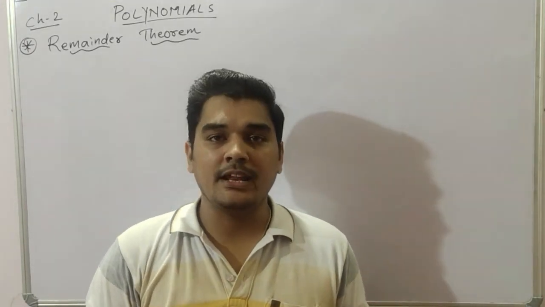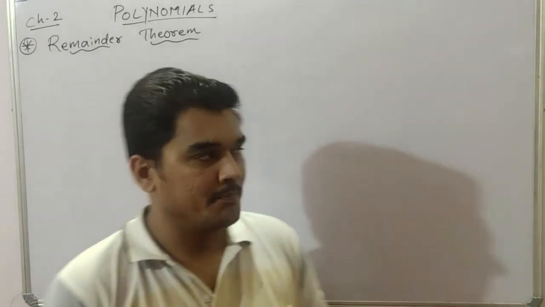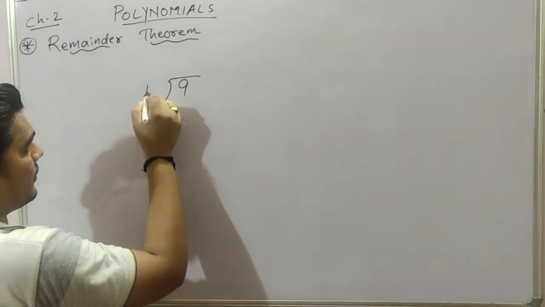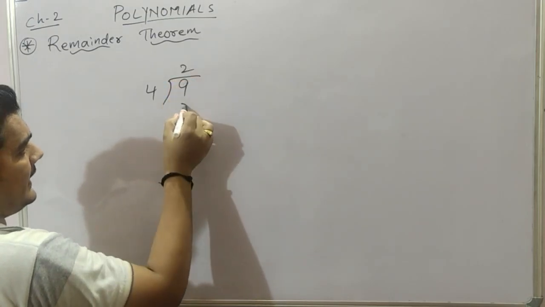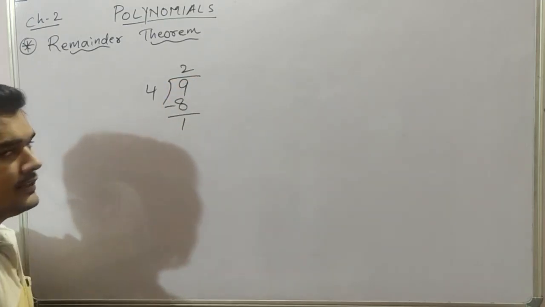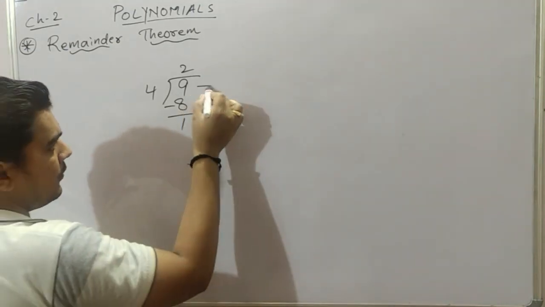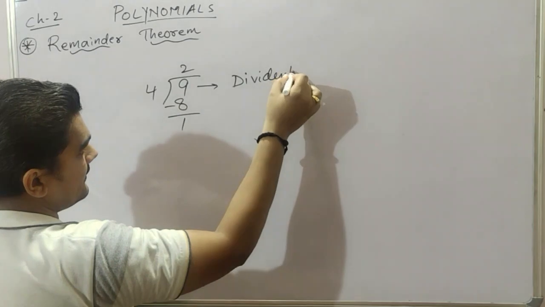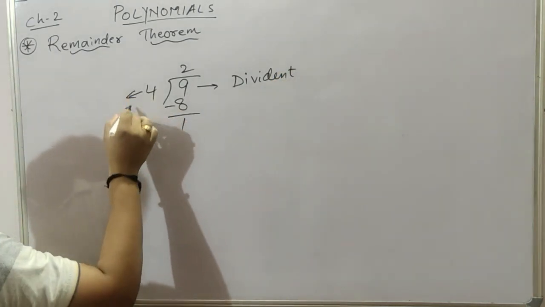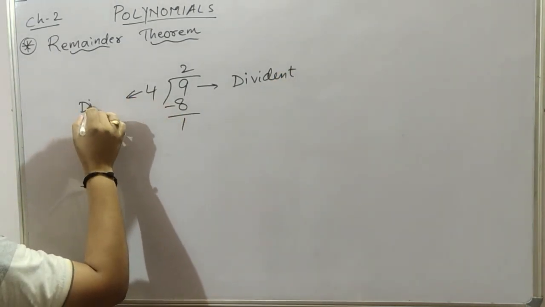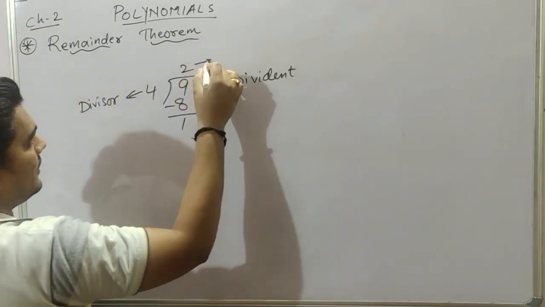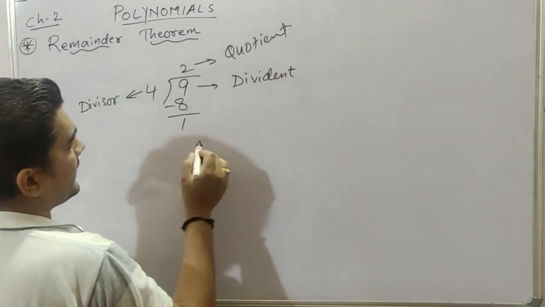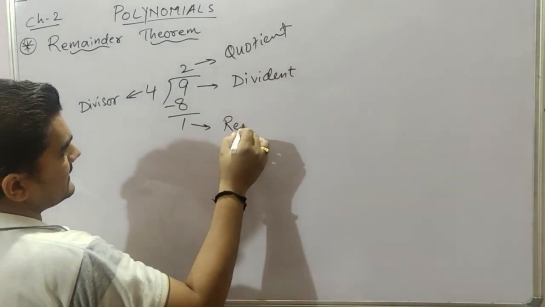So before starting the remainder theorem, let me give you one example. Say 9 divided by 4. Then 4 twos are 8 and the remainder will be 1. Now here, what is 9? 9 is the dividend. What is 4? 4 is the divisor. What about 2? 2 is the quotient. And what about 1? 1 is the remainder.